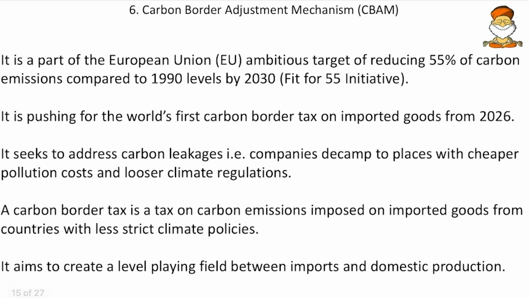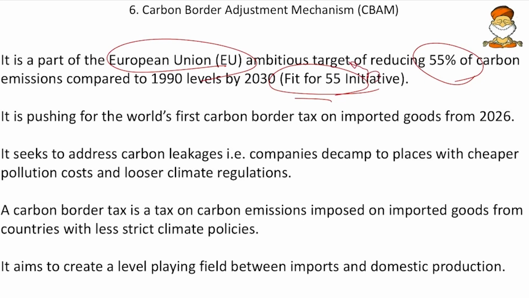And some of the important organizations. Then the Carbon Border Adjustment Mechanism, the CBAM, is a part of European Union's ambitious target of reducing 55% of carbon emissions compared to 1990 levels by 2030. So remember, friends, it is a part of European Union and it is not associated with any United Nations body. And it is also called the Fit for 55 initiative. So remember this keyword, and also remember it is not a UN initiative.